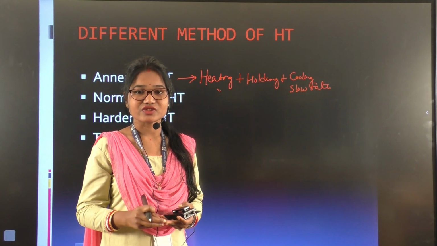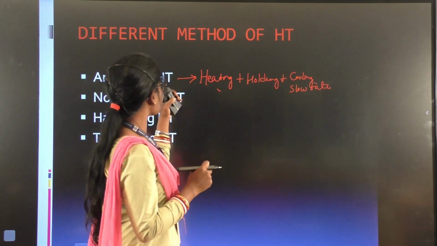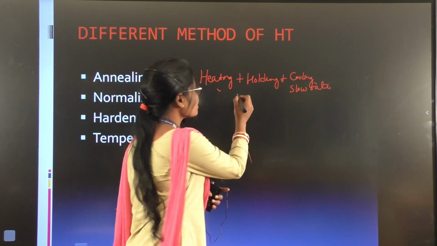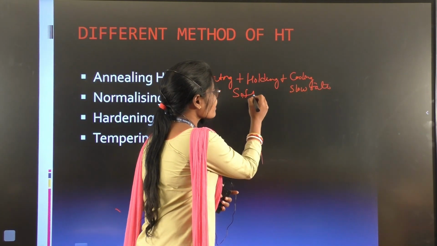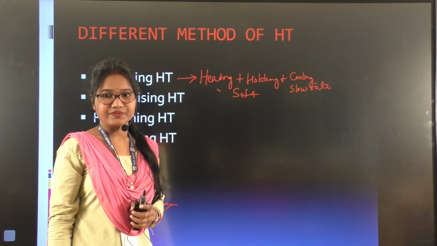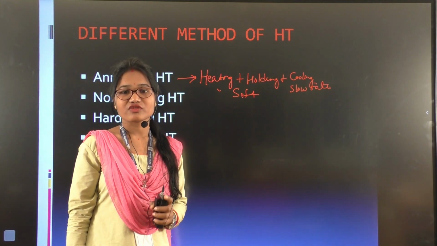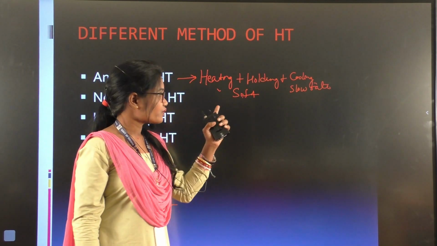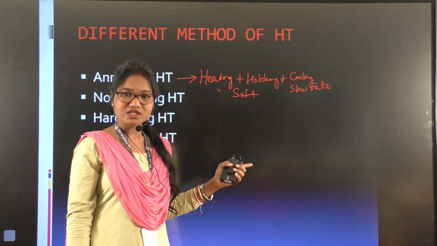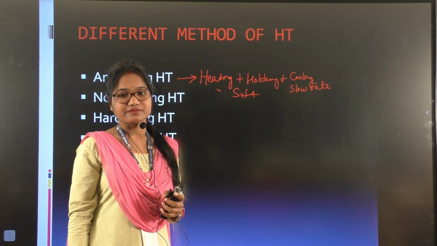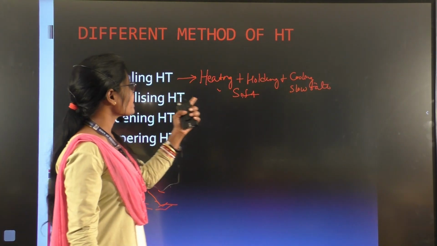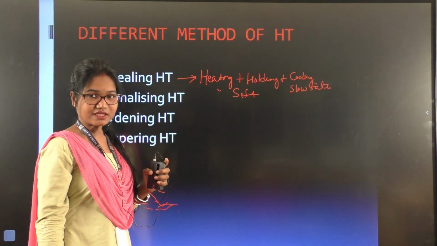That is the annealing heat treatment. The main purpose of the annealing heat treatment method is to get a soft material, which in turn produces the ductility property. So the ductility property is produced by the annealing heat treatment method.